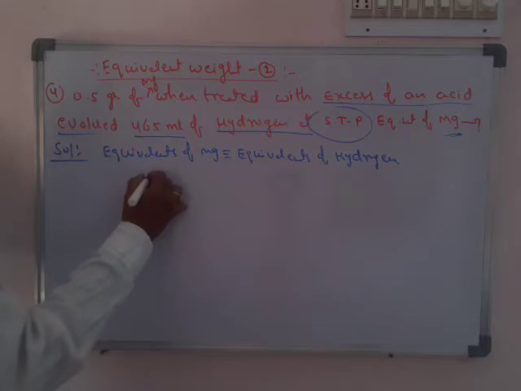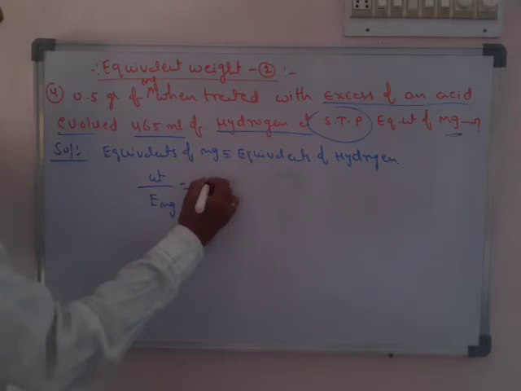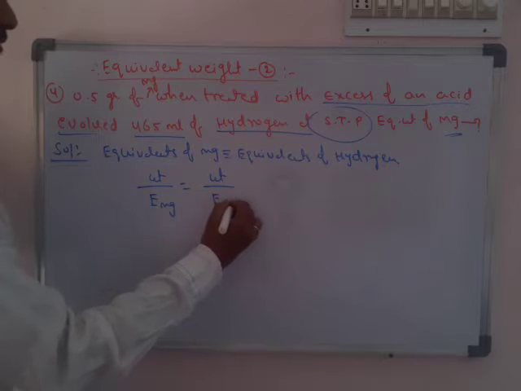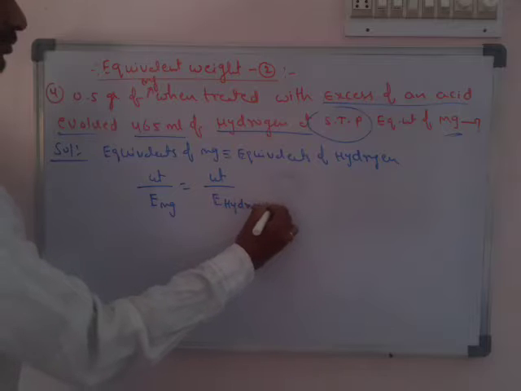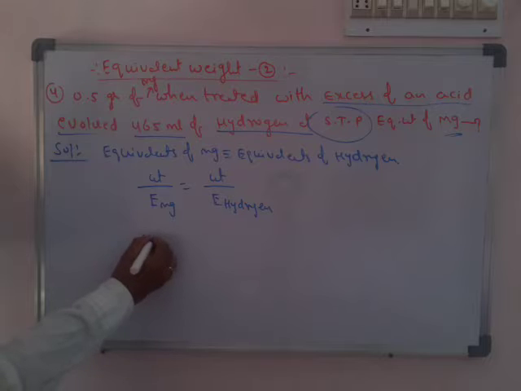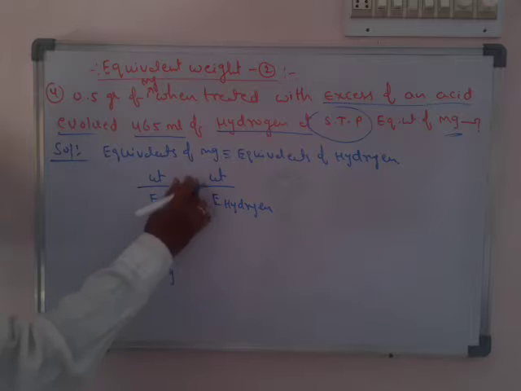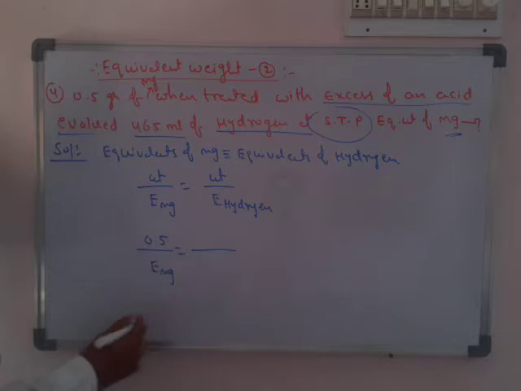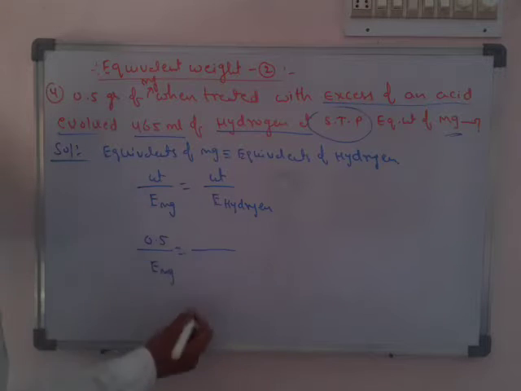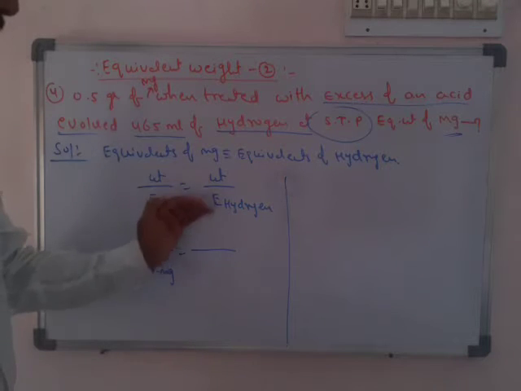So equivalence means weight by equivalent weight, or gram equivalent weight. Again here also weight by equivalent weight. But here we know the weight of the metal, and we have to find the equivalent weight of magnesium. What is the weight of hydrogen? So we have to find this. The weight is not given, so we can't proceed with the problem.